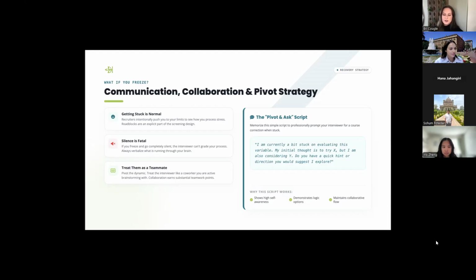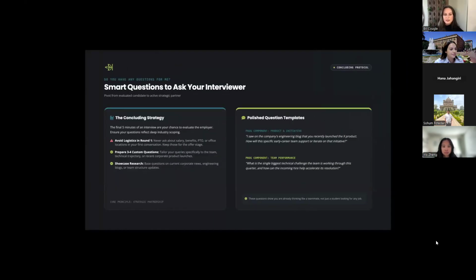And yeah, it shows you're collaborative, it shows different logic options, and it shows a high level of self-awareness, which is also something I mentioned in the beginning that everybody is evaluating you on to a degree. So it's always just really important to keep communicating.